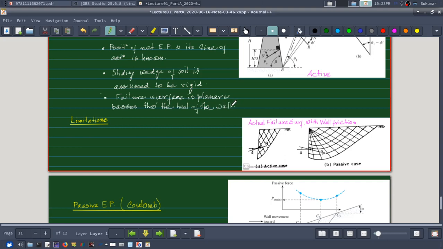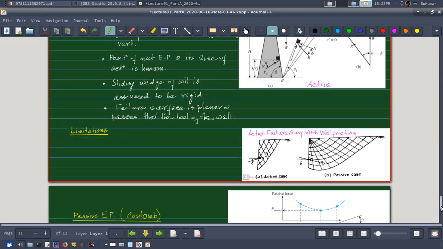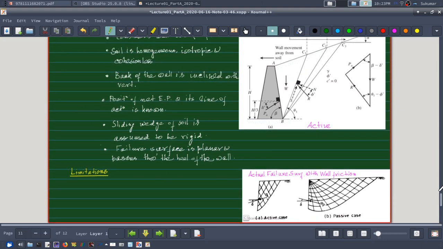Okay, well, it is obvious that if the backfill is in this direction, then this will be my heel of the wall and this will be my toe of the wall. So that's why Coulomb assumed that the failure surface of the wedge passes through this heel and it's a planar surface. Okay, so these are my assumptions.